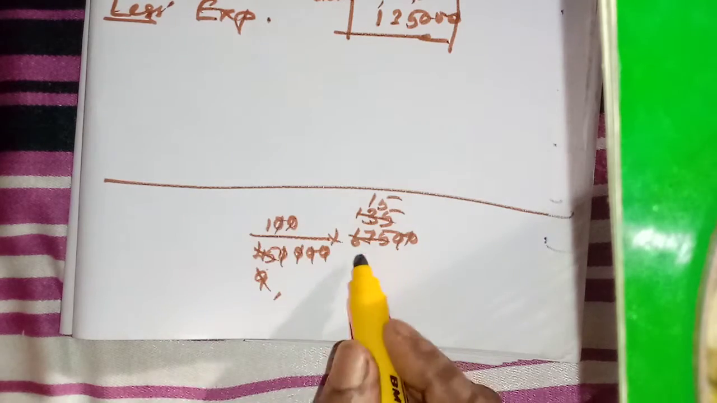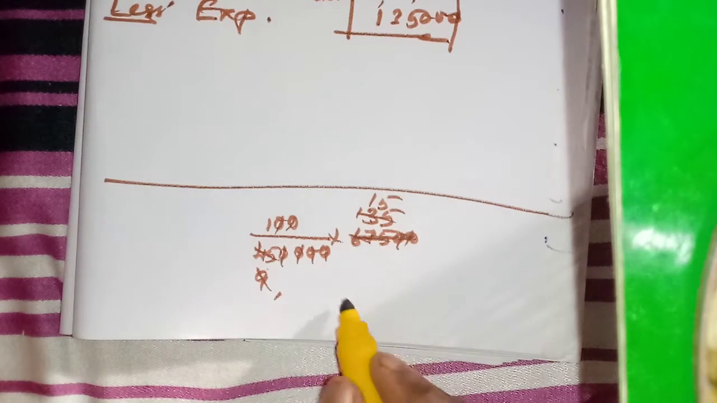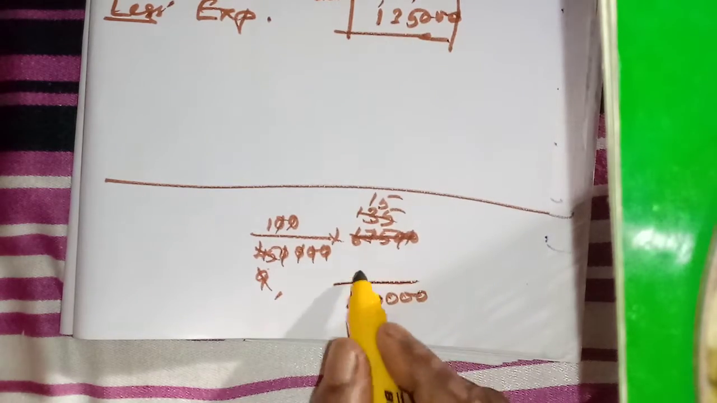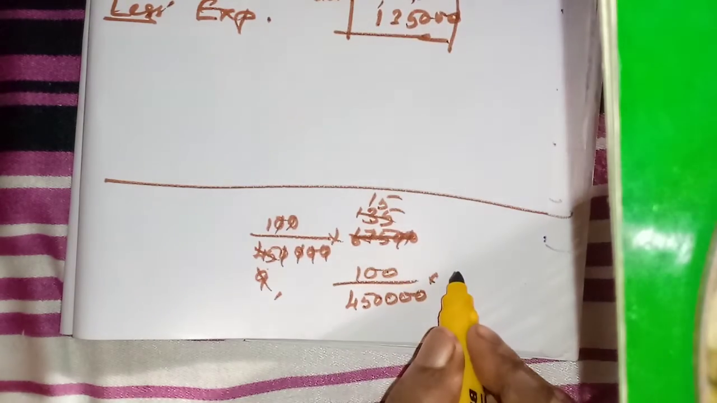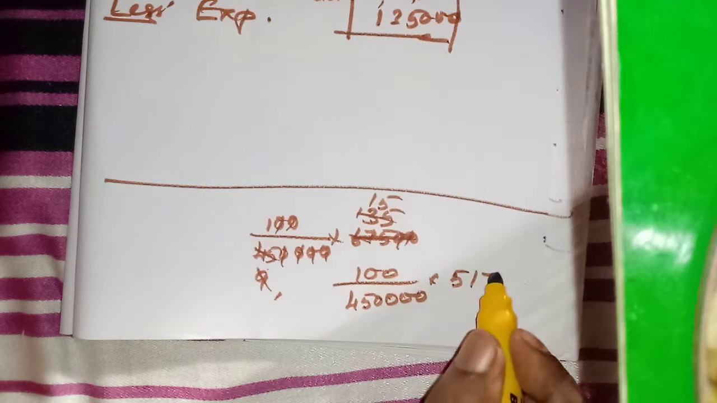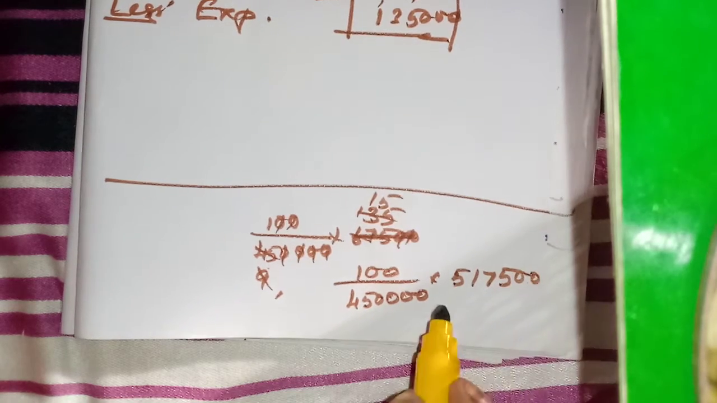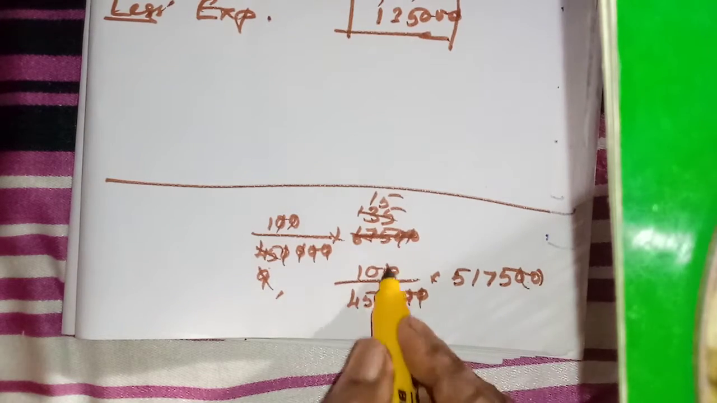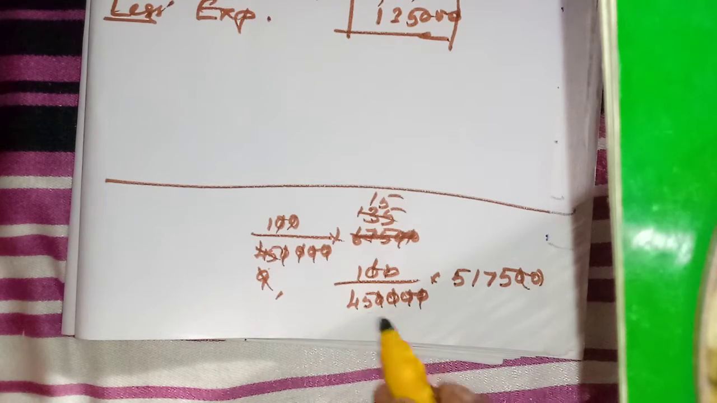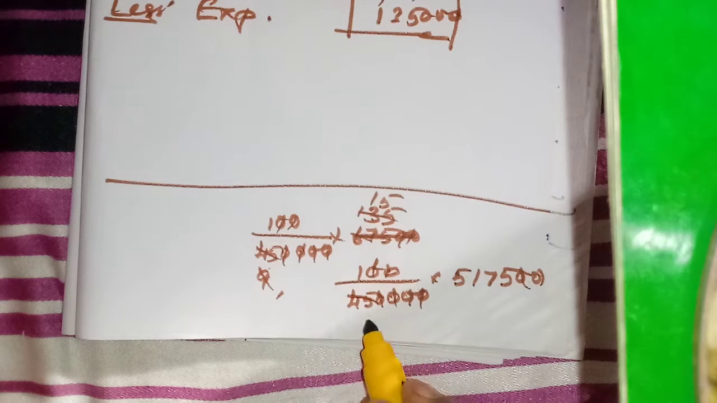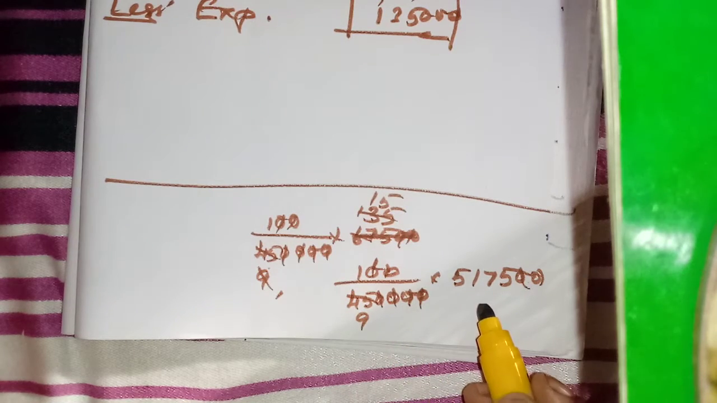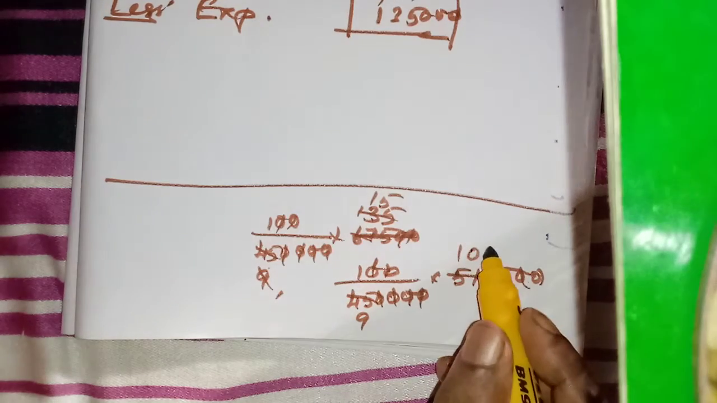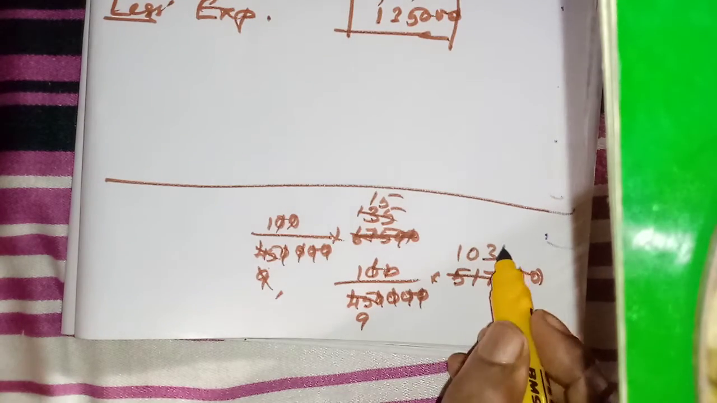4,50,000 is 100. Then which one? Like this, into 5,17,500. Okay, 4 0 1 2 3 4, 45 5, 1 5, then 0 17 3 25 5.